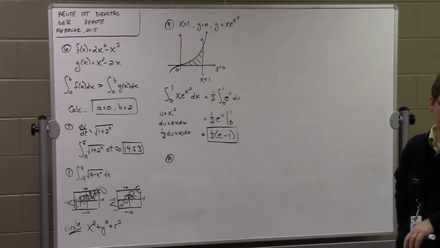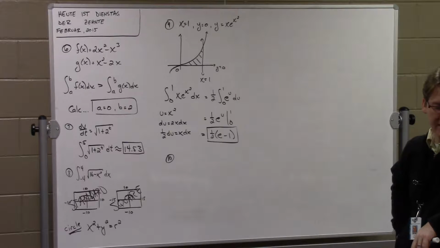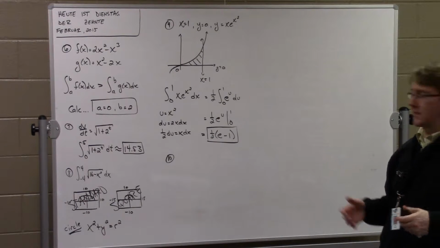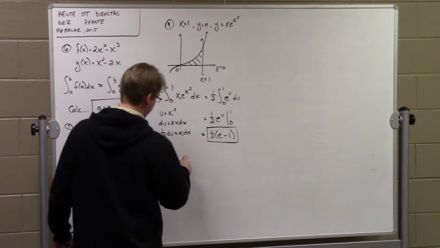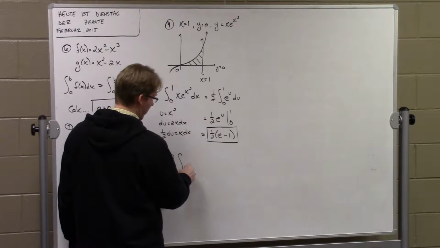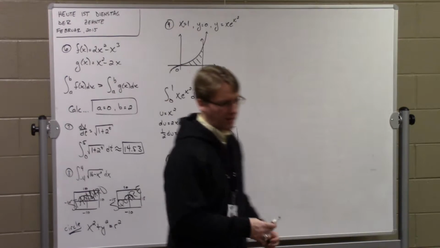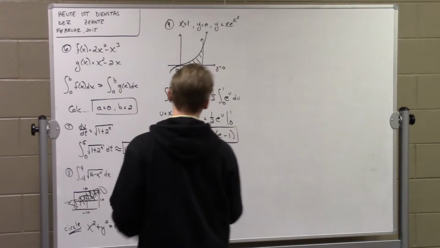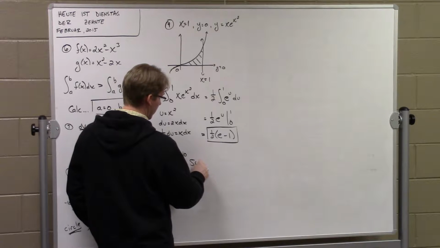Number 10, by the way, number 10 is exactly like number 7. Oil is leaking from a tanker, find the amount that is leaked out after 10 hours. It's the exact same problem. So I'm going to do the antiderivative, 10 hours, so 0 to 10 of 500 e to the negative 0.2 t.